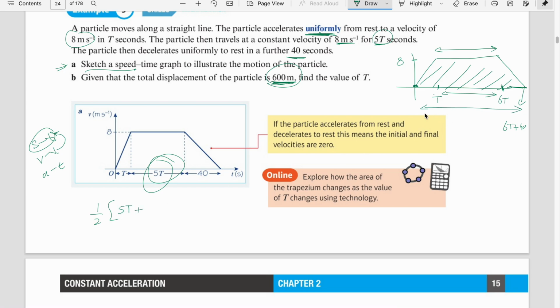The length at the bottom is 6t plus 40, and the height is 8, and equate that to 600. So once we solve for this, 600 by 4 is 150 on the right side, and 6 and 5 is 11t. Taking this 40 to the other side, 11t is equal to 110 and t is equal to 10. So given that displacement, the value of t is 10 seconds. Any confusion?